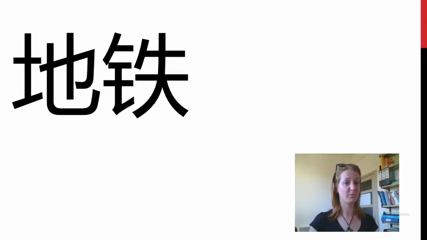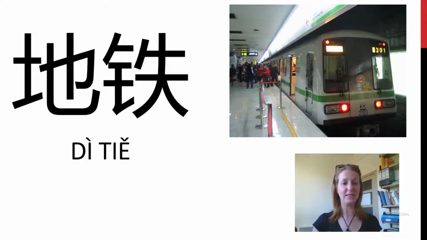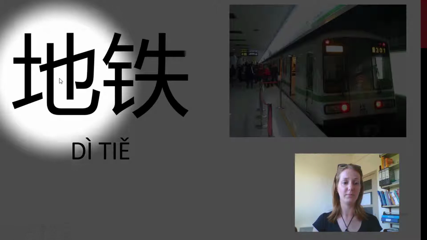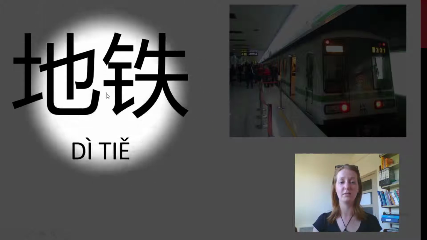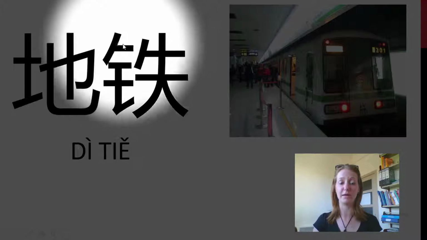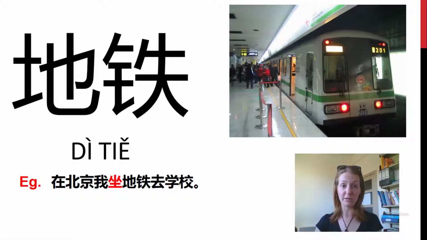最后一个，这是什么? 这是地铁. 地铁. 地 is the earth. 铁 is like iron. So if you remember pencil, there is a metal radical in it, and so this also has the metal radical in it. And so on the tracks, you've got the iron tracks, and so that's where we get the metal from. So literally the under iron, under metal. For example, 在北京我坐地铁去学校. So as you can see, I am 坐 sitting on the train. I'm not riding the train or the subway.